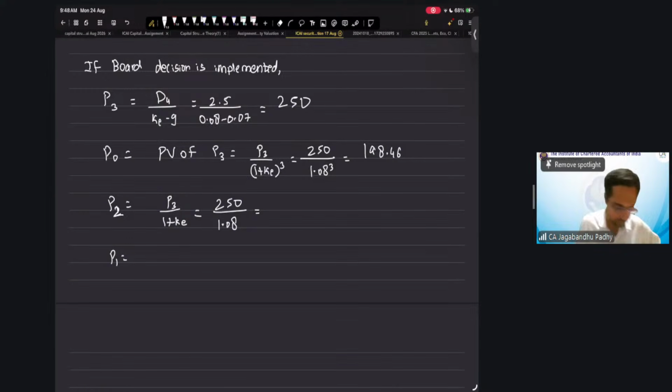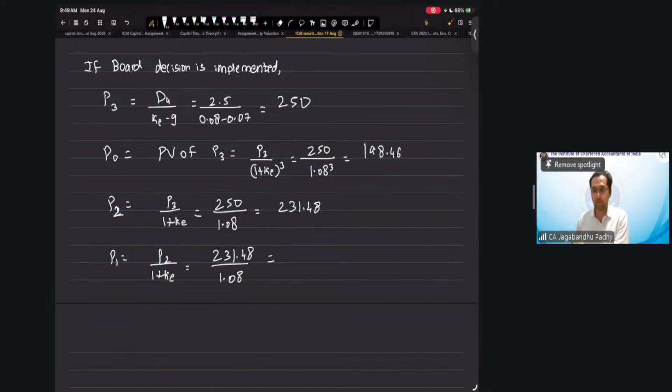What will be the price of the share in the second year? 231.48. And in the same way, the price in the first year will be P2 divided by 1 plus K, which is 231.48 divided by 1.08.